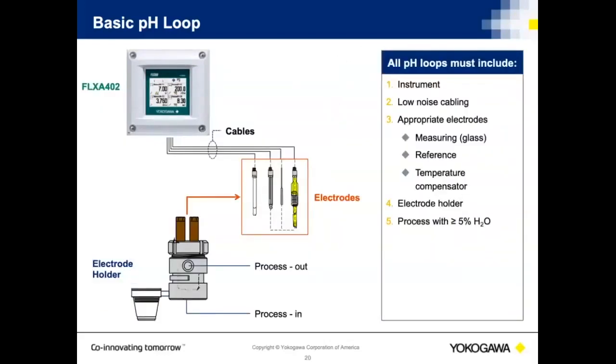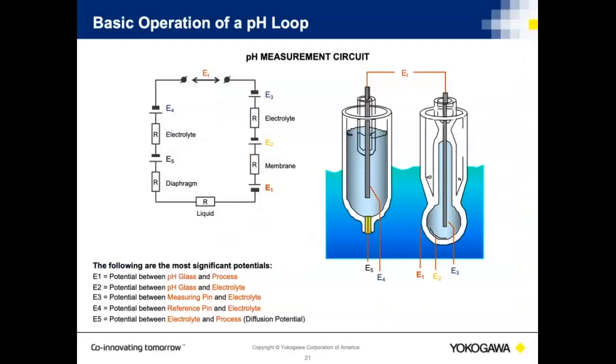This goes into a little bit more detail of the basic pH loop. And again, you see the analyzer up on the upper left-hand side, which is actually a Flexa 402 analyzer, a multi-parameter analyzer manufactured by Yokogawa. You see the cable set as being an integral part, and then you see the 4 electrodes. So again, to make the measurement, I always need some type of water in solution, and it typically needs to be greater than 5% water.